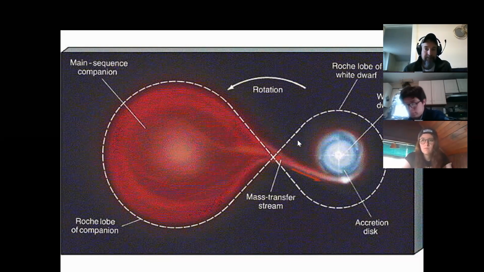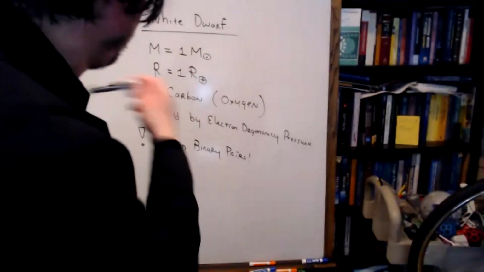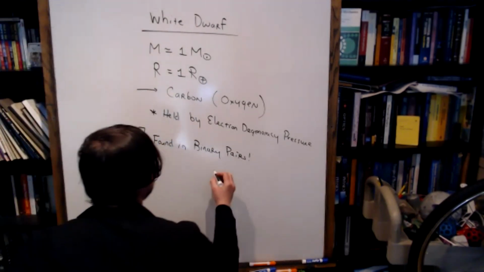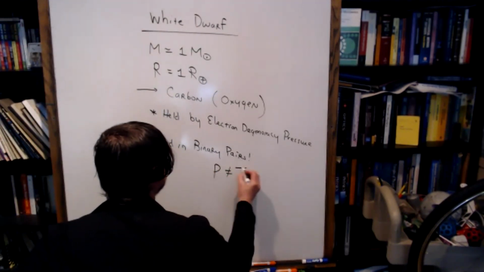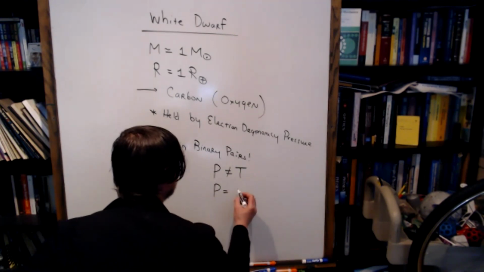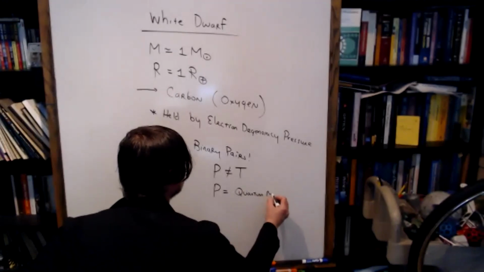Also, every time we add matter to a white dwarf, we're increasing its gravity, but we're not necessarily increasing its internal pressure. One of the rules that one learns about electron degeneracy pressure is that the ideal gas law no longer holds. And that means pressure is no longer connected to temperature. Pressure is instead related to basically quantum mechanics, or the Pauli exclusion principle.